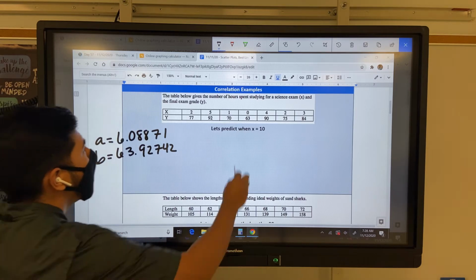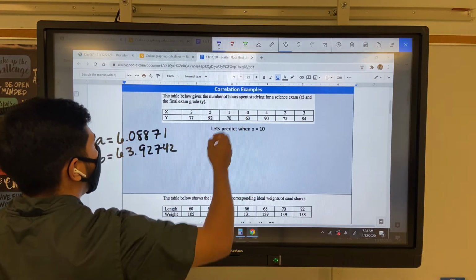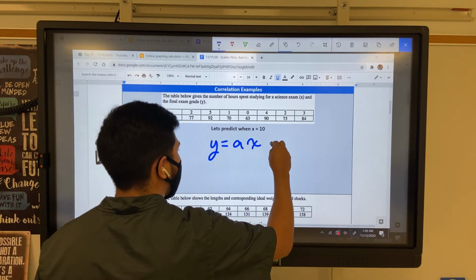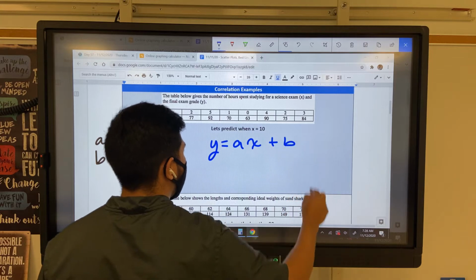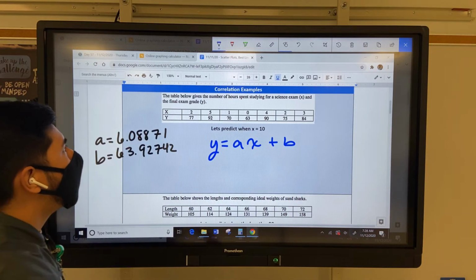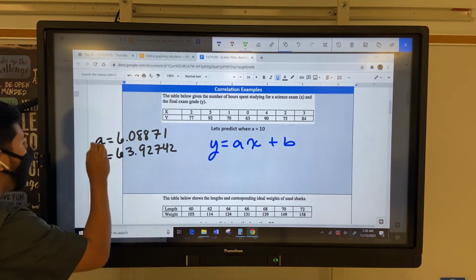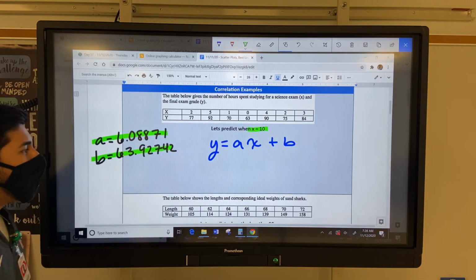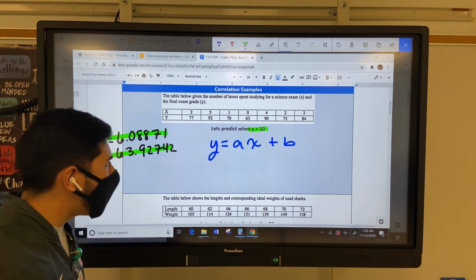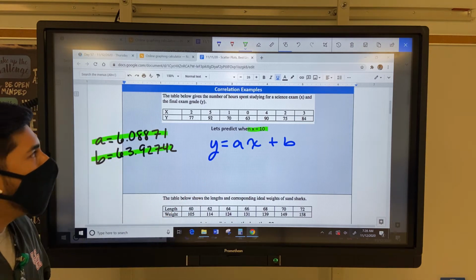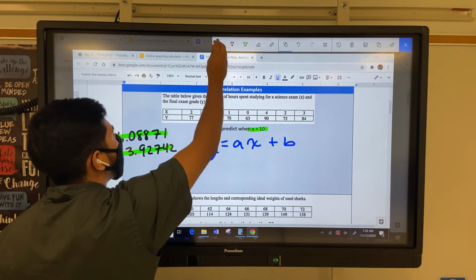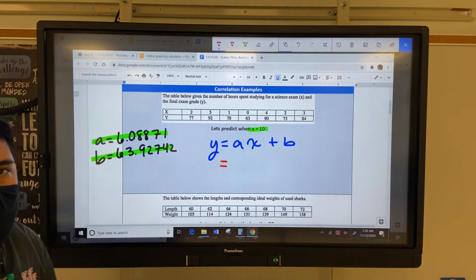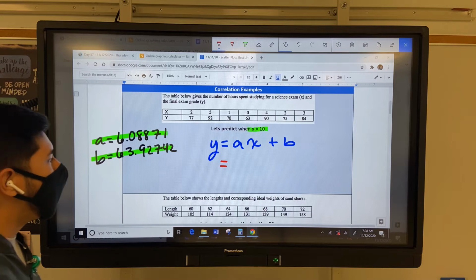Okay. Now above we did have y equals ax plus b. Now we have our a, we have our b, and they gave us the x, which is 10. So all we're going to do is input these numbers, and we should get an answer of y. So let's do that. Remember, if you get lost, don't be afraid to restart it so you can see what's going on.